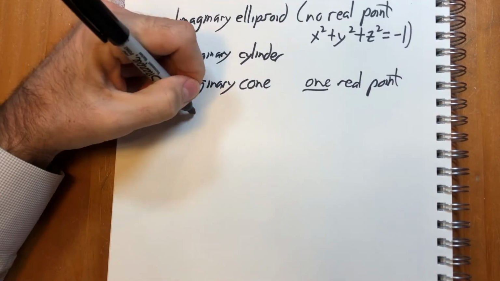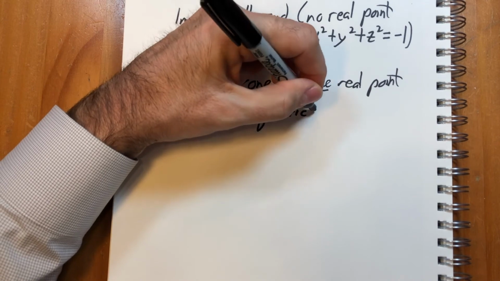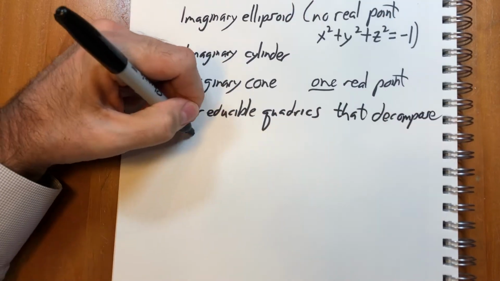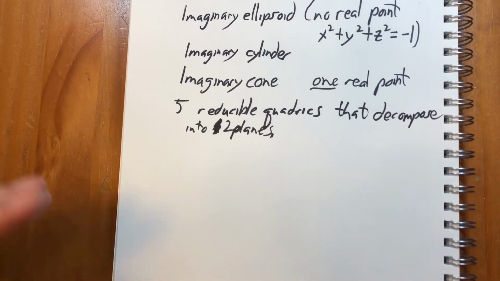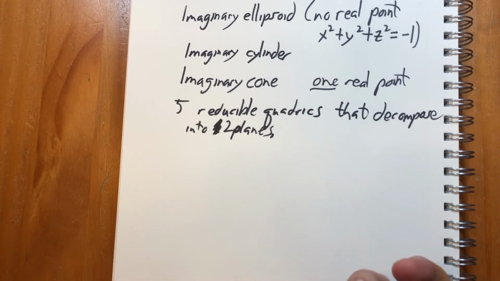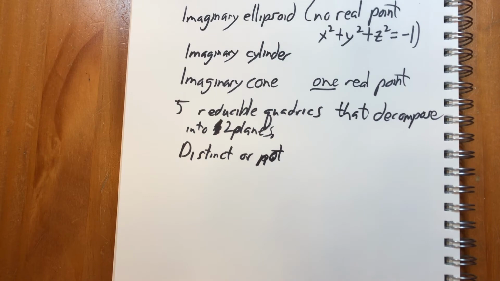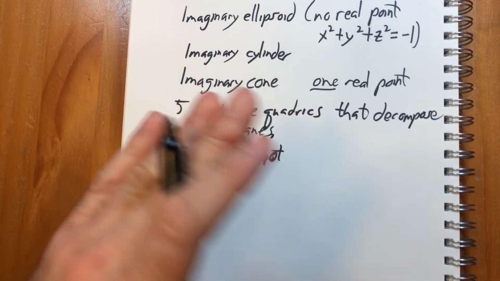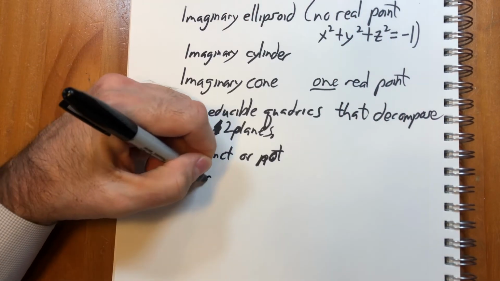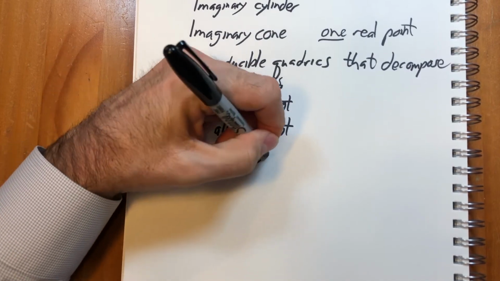And then there are 5 reducible quadrics that decompose into 2 planes. And then it depends on how they decompose. They can be distinct or not, meaning that they're like z equals 0, it's 2 planes laying on top of each other. Parallel or not, and real or complex.